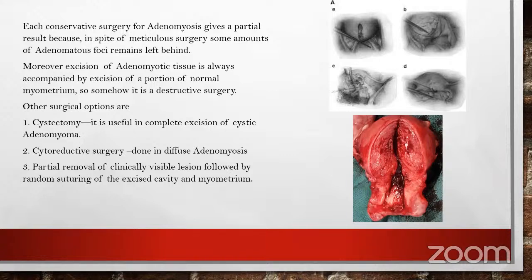Other surgical options are cystectomy. It is useful in complete excision of cystic adenomyoma. Cryoreductive surgery is done in diffuse adenomyosis: partial removal of clinically visible lesions followed by random suturing of the excised cavity of the myometrium. Of course, it is not very popular.